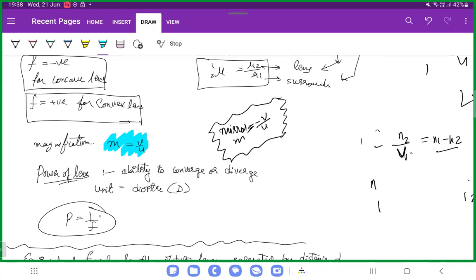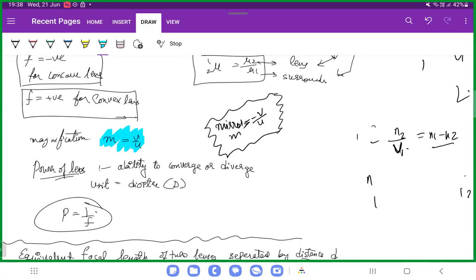Okay. Power of lens: the ability to converge or diverge rays. It is how much ability the lens has to converge or diverge the rays. The unit you know already, the diopter, which is 1 by f. Power is 1 by f, power of lens. Reciprocal of focal length.